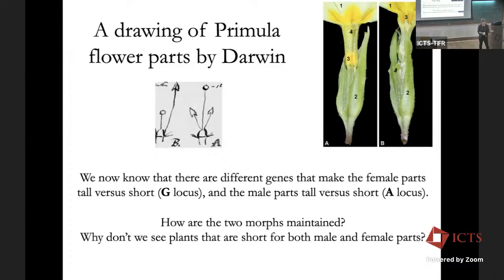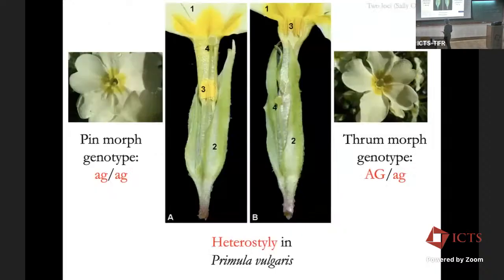The genes underlying this polymorphism are now known, and it turns out that there are two loci underlying it, not one. Tall versus short female parts are underlain by alleles at the G locus, and the male tall versus short parts at the A locus. So how are these two morphs maintained? And why don't we see everything in between? Why don't we have the short male and female parts? To understand that, we have to understand the dynamics and selection acting on two genes, the A and G.